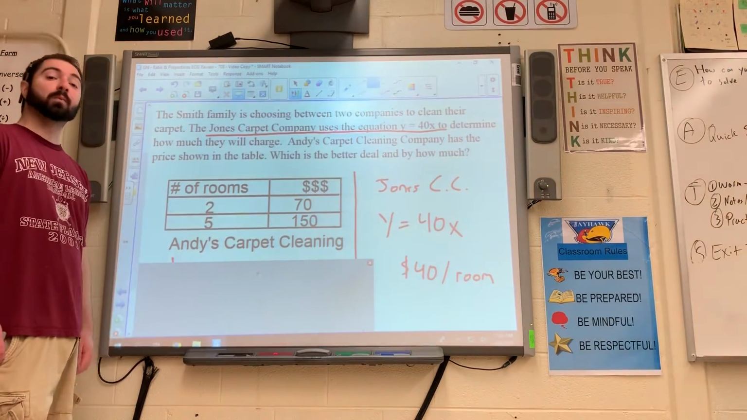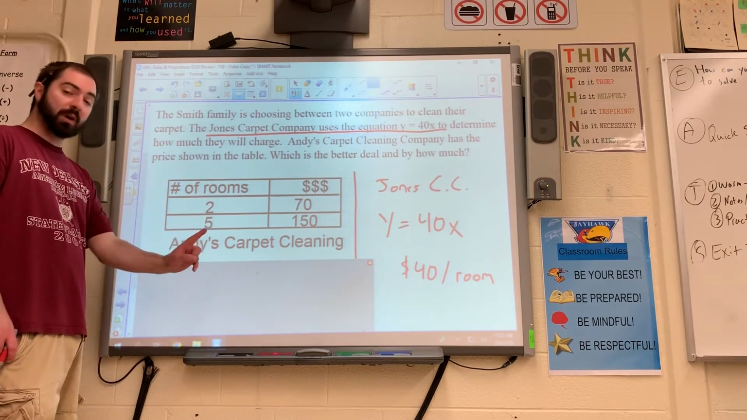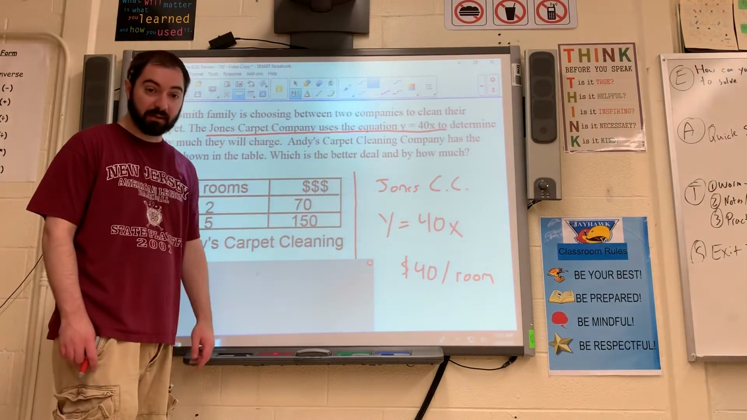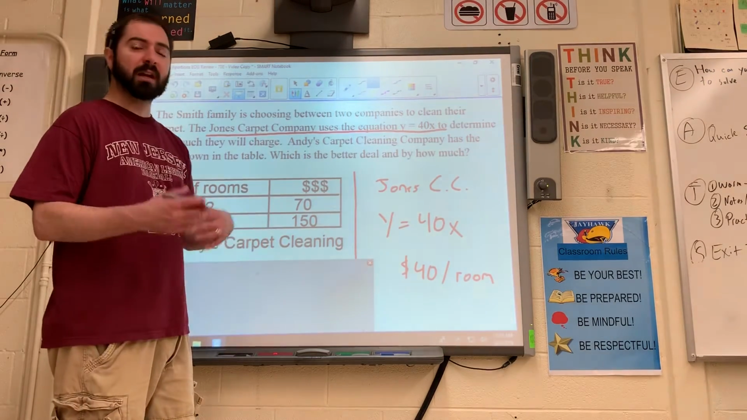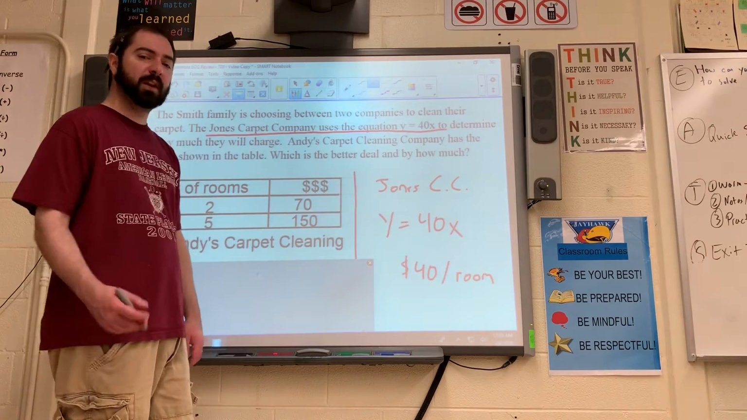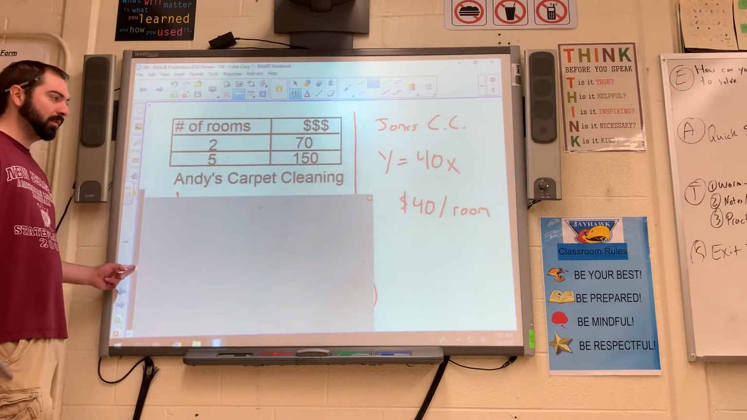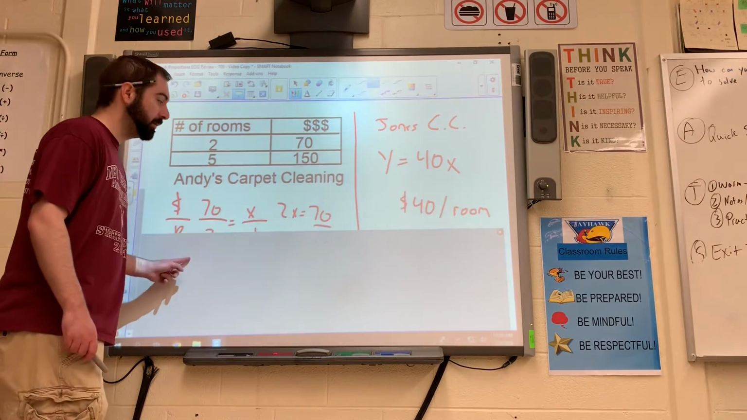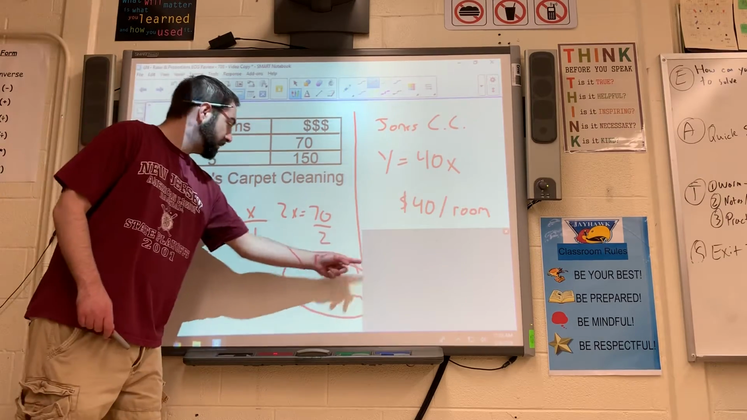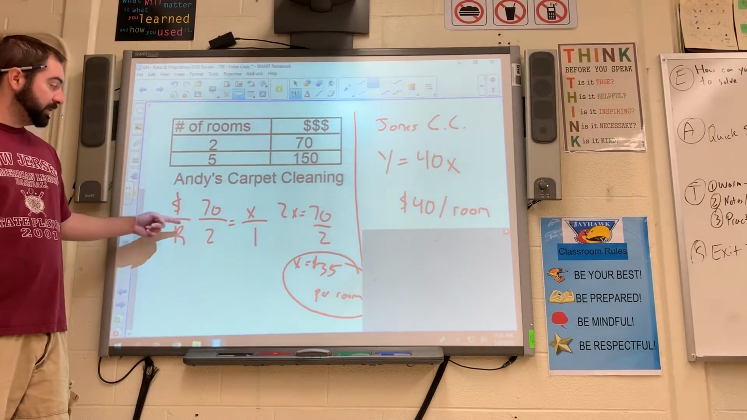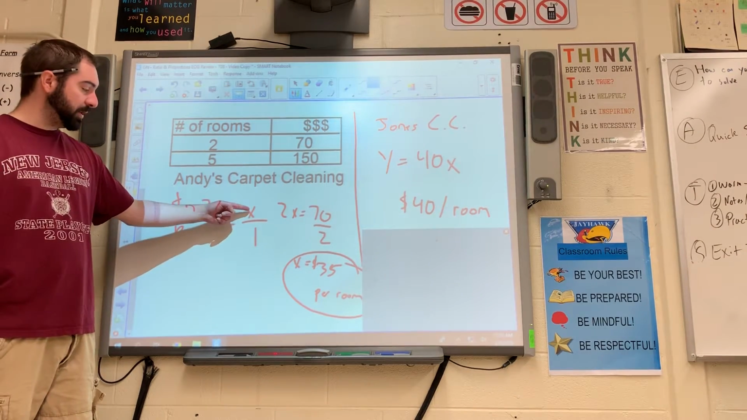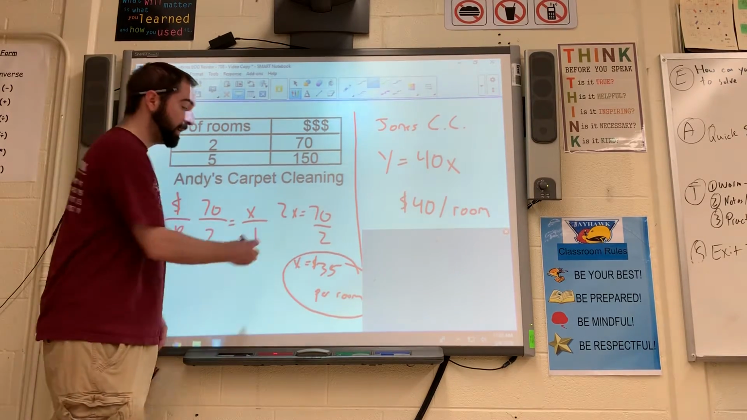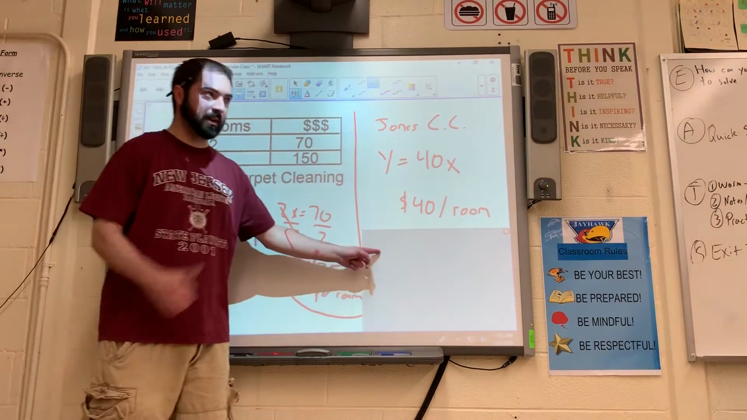For Andy's cleaning company, we have to think to ourselves, how can we find out how much one room is? They tell us 2 rooms is $70 and 5 rooms is $150. So I'm going to use the information from the chart to come up with a strategy. Remember, anytime we're trying to find out how much one of something is, we're really talking unit rate. So dollars over rooms: $70 for 2 rooms. We don't know how much money 1 room is, but if we cross multiply, we get 2 times x is the same as 70. Divide each side by 2, and we find out 1 room is $35.